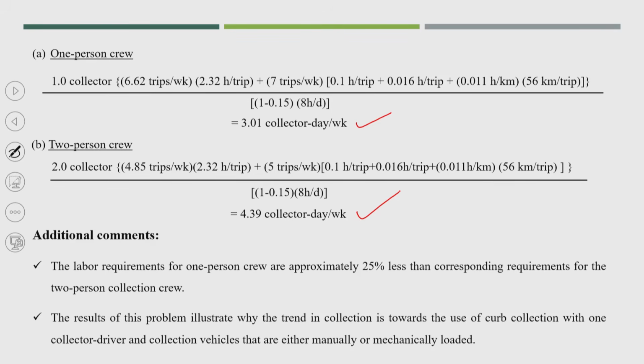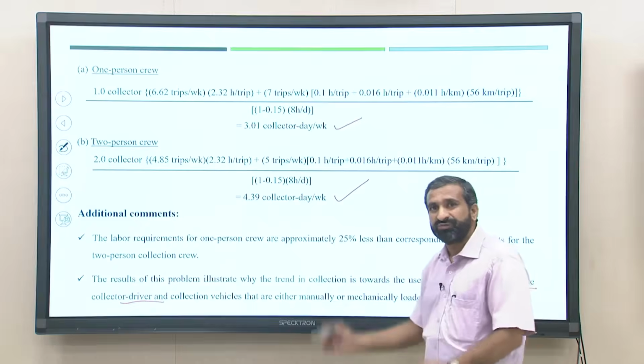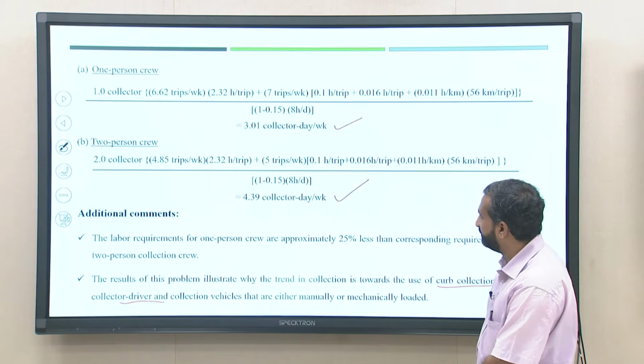So, that is why the result of this problem illustrates why the trend in collection is towards the use of curb collection with one collector driver and a collection vehicle, that is either manually or mechanically loaded. Normally we find this in most of the local authorities.